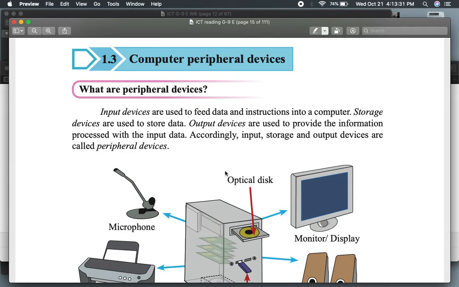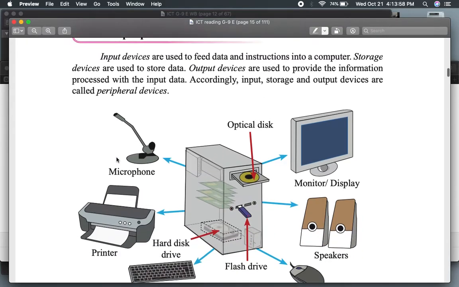The description here is: input devices are used to feed data and instructions into a computer. Storage devices are used to store data. Output devices are used to provide the information processed with the input data. Accordingly, input, storage and output devices are called peripheral devices.